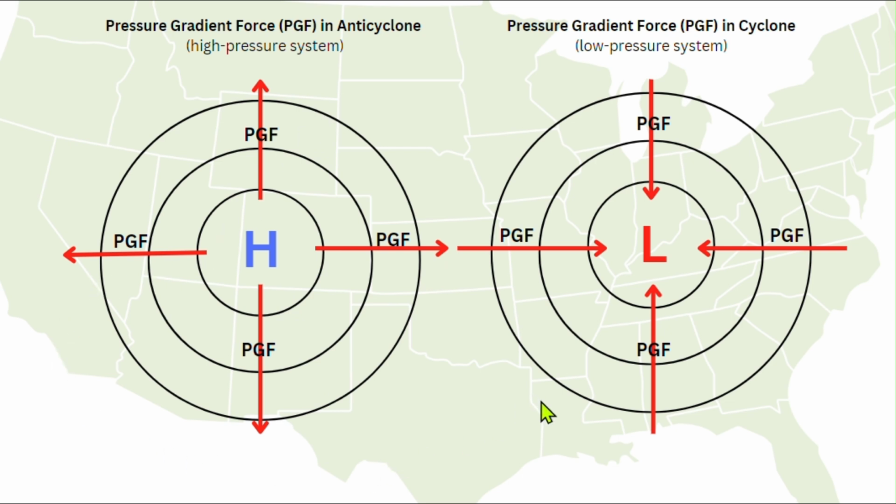Now let's move to the cyclone. In a cyclone, the situation is reversed. The pressure is lowest at the center and it increases as you move outwards. So the pressure gradient force now points toward the center of the system.